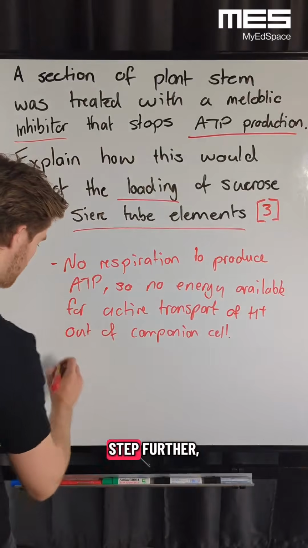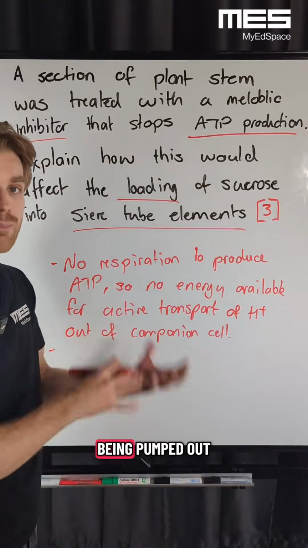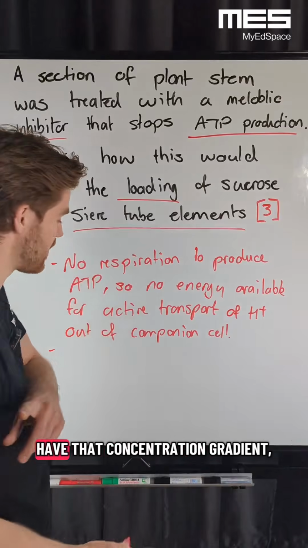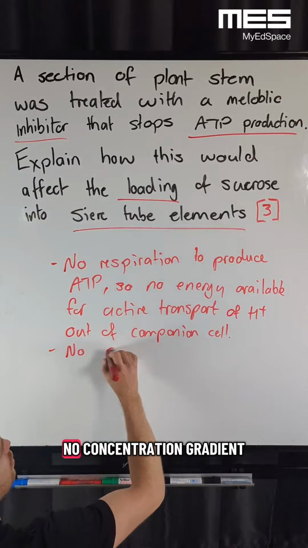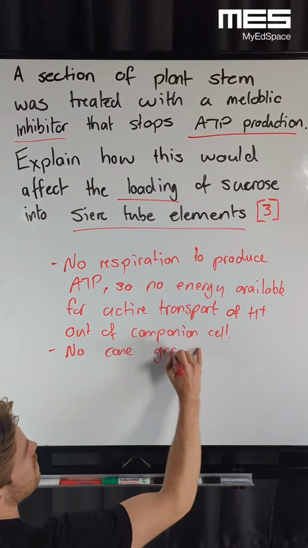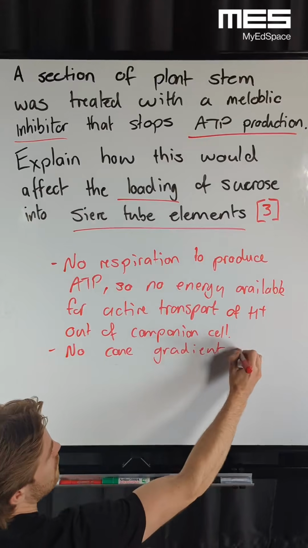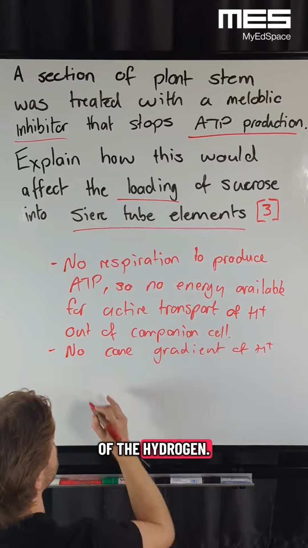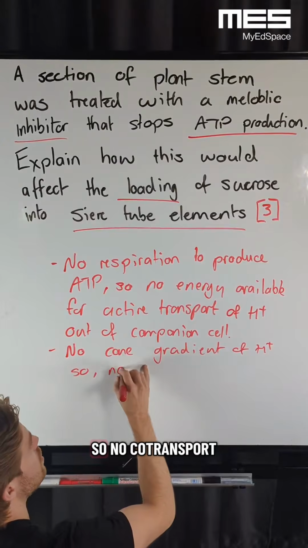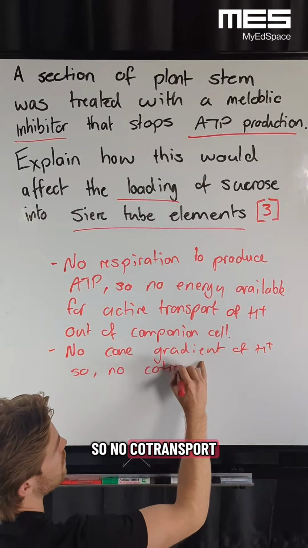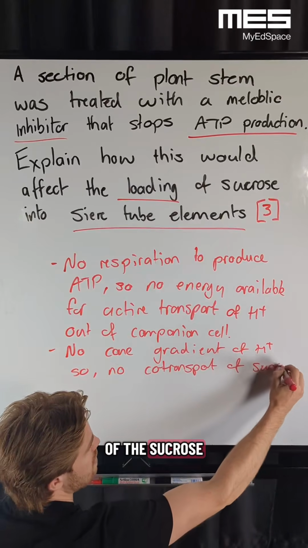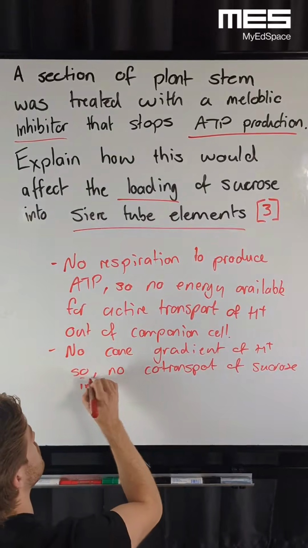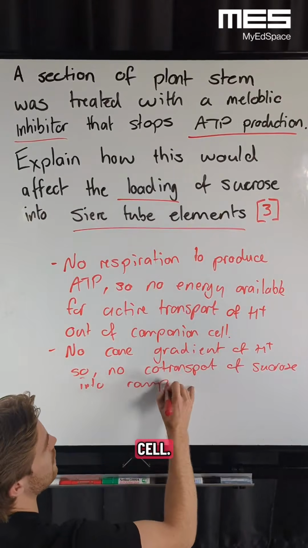Then taking this step further, well, if we've got no hydrogen being pumped out of the companion cell, we're not going to have that concentration gradient. So we've got no concentration gradient of the hydrogen, so no co-transport of the sucrose into the companion cell.